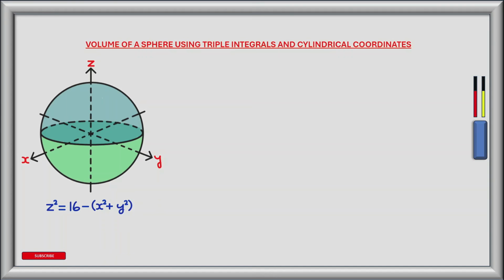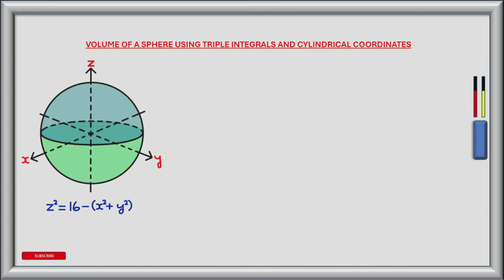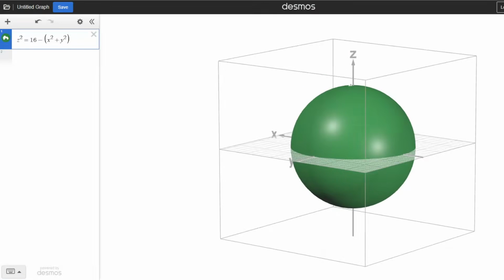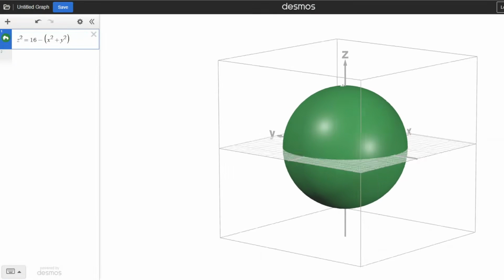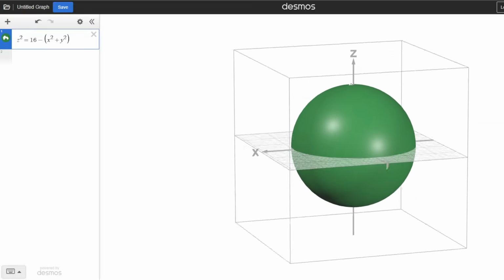In this example, the sphere has an equation z squared equals 16 minus (x squared plus y squared) in Cartesian form and has symmetry about the x, y and z axis. Let's take a look at the sphere in 3D form using a graphing tool. So this is the sphere and we're going to find its volume. As you can see, it's symmetrical about the x, y and z axis.